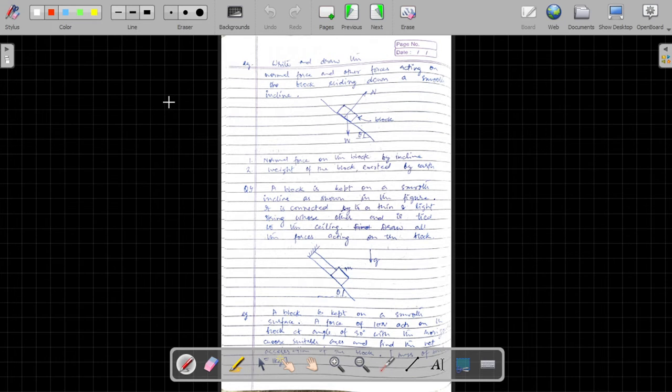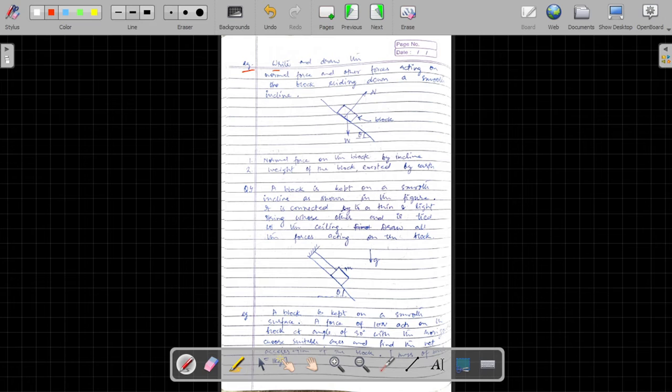So what we observed was that when we are thinking about writing the equations, it is convenient to write the equations one by one. First write the equation in the x-axis and then write the equation in the y-axis. So let us begin. The first example which we are going to take is this question.